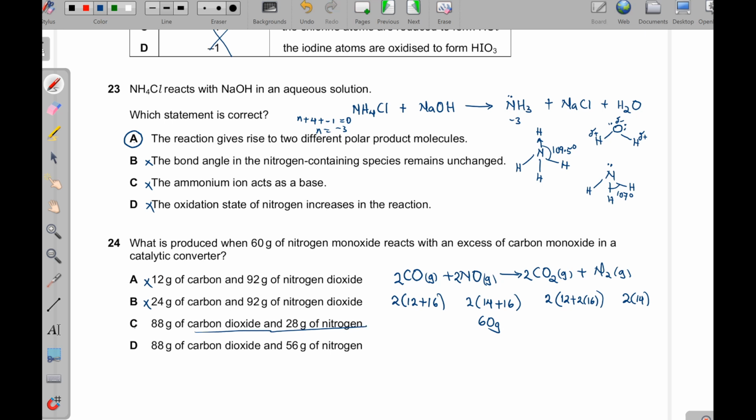Okay. Now let us look at carbon dioxide. This is 44 times 2. That will be 88 grams. And then this one here will be 28 grams. So when they say 60 grams of nitrogen monoxide, already this is 60, reacts with an excess of carbon monoxide, we are seeing 88 grams of carbon dioxide and 28 grams of nitrogen. That means our answer is what?